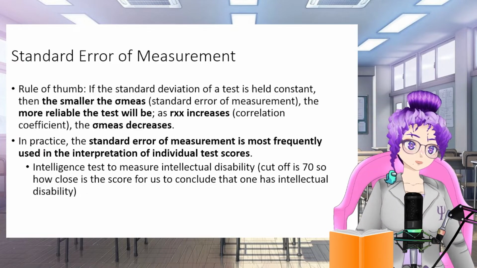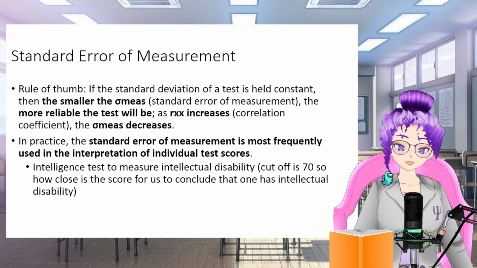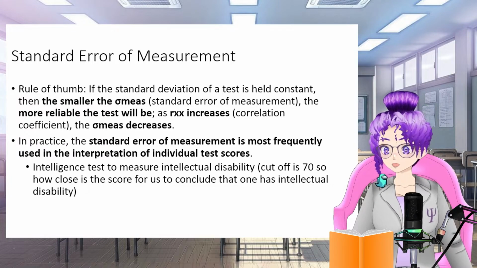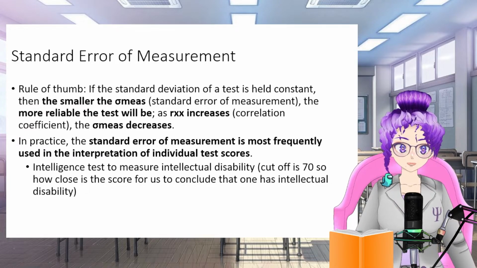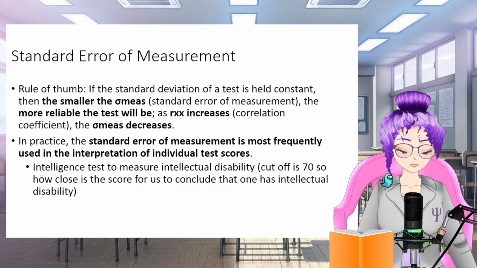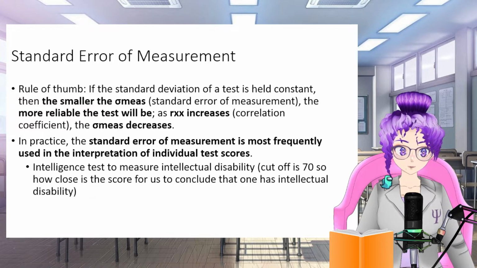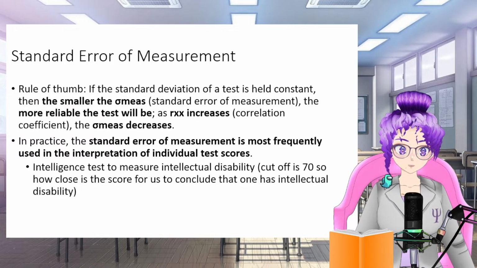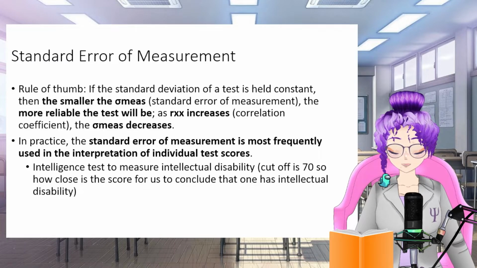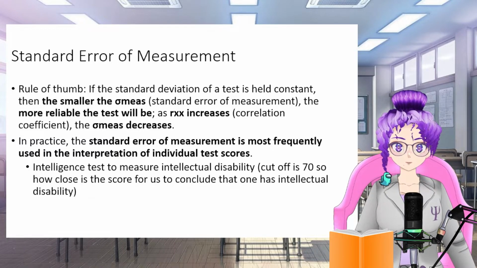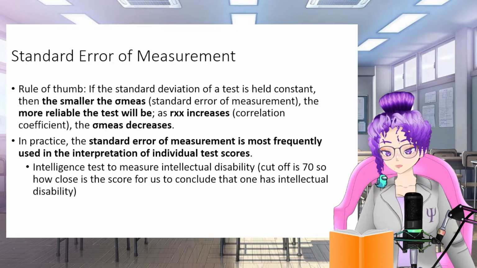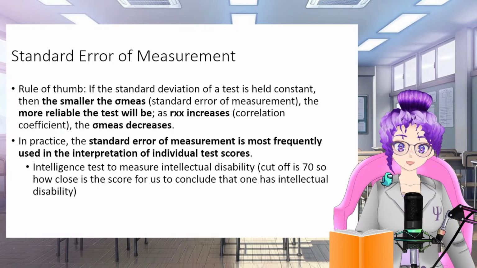So where do we often use the standard error of measurement? In practice, the standard error of measurement is most frequently used in the interpretation of individual test scores. For example, when we try to diagnose someone with intellectual disability, we need to know if the result of his intelligence test is his actual true score. We know that the cutoff for intellectual disability is 70. So, we need to know how near the observed score, which is 70, is to his true score, so that we can know if he really has intellectual disability.